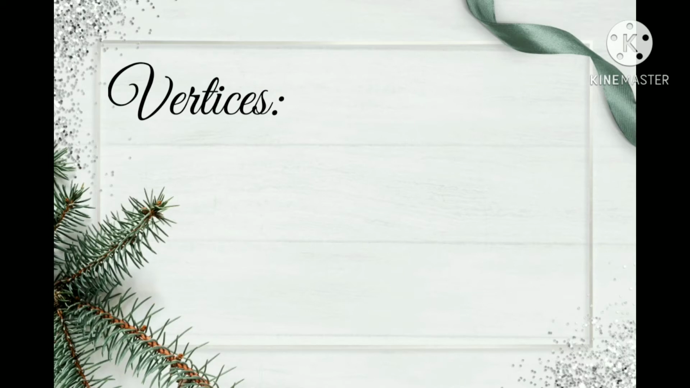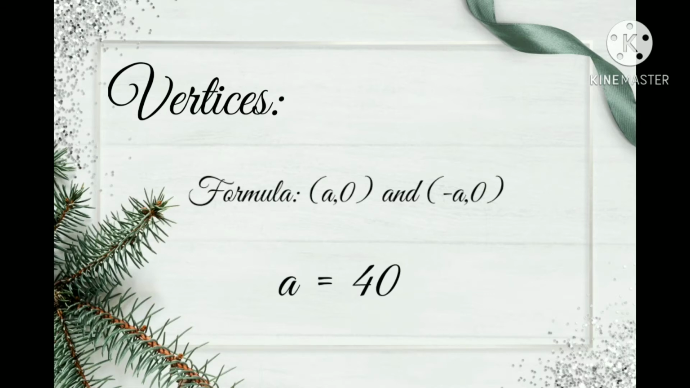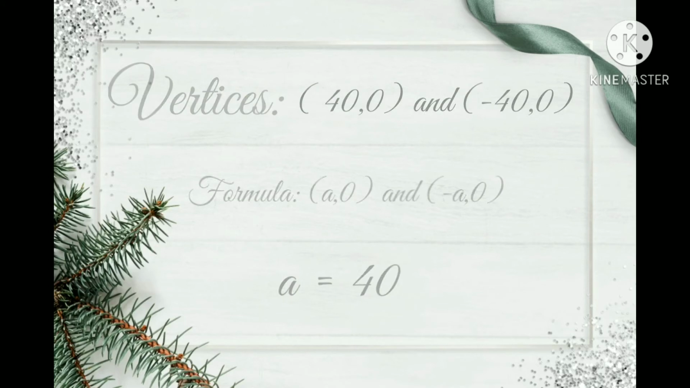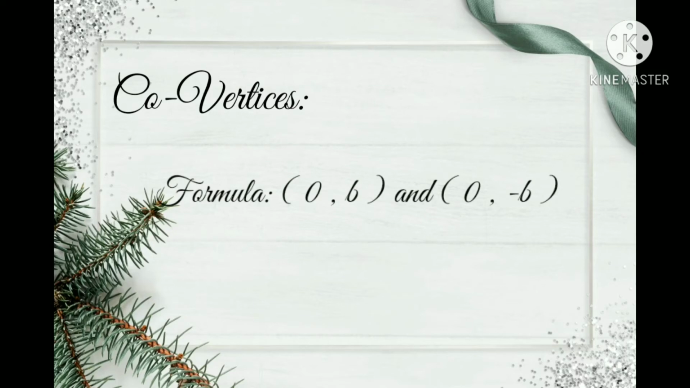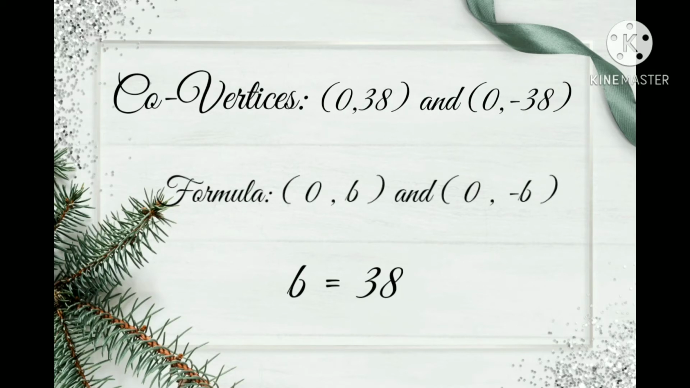To find the vertices, the formula is (a, 0) and (negative a, 0). Since our a equals 40, our vertices are (40, 0) and (negative 40, 0). To find the co-vertices, the formula is (0, b) and (0, negative b). Since our b equals 38, our co-vertices are (0, 38) and (0, negative 38).